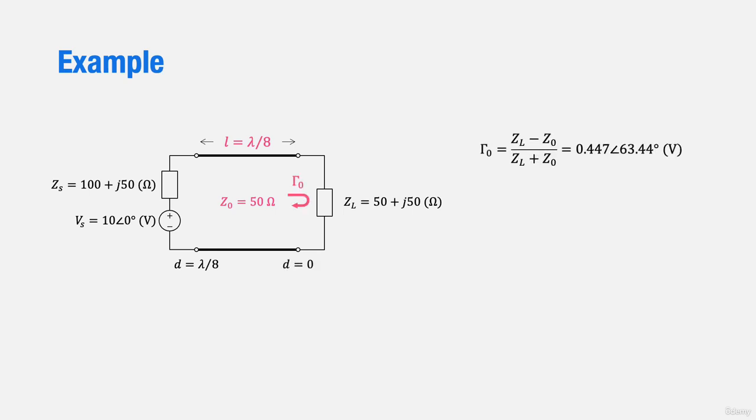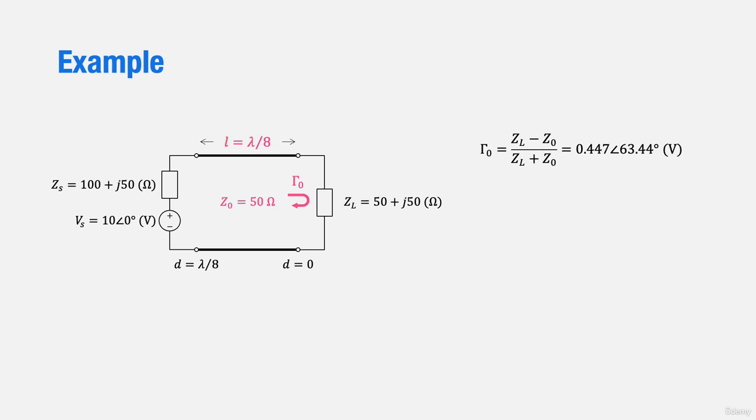First, we need to determine the reflection coefficient gamma 0 at the load end, where d equals 0, by calculating the difference between the two impedances divided by their sum. The resulting value is 0.447 with an angle 63.44 degrees.